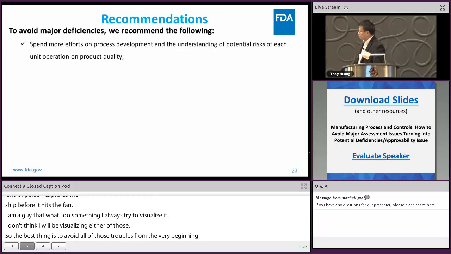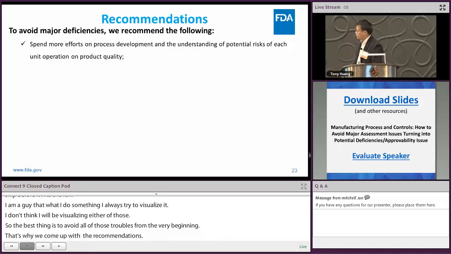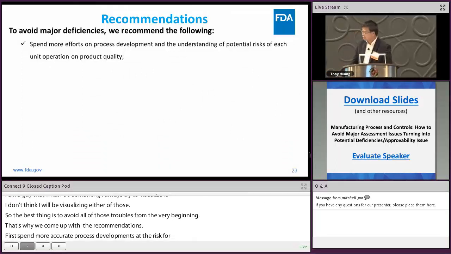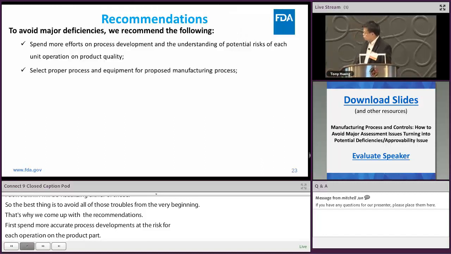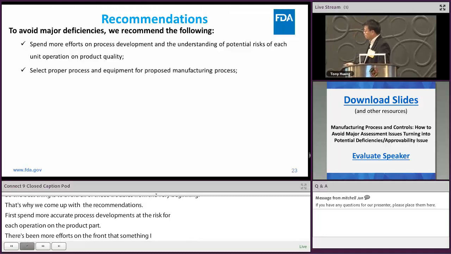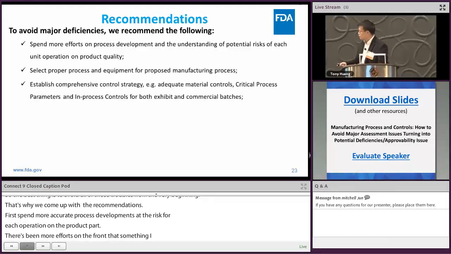First, spend more effort on process development and understanding of the risks for each operation on the product quality. Spend more effort in the front. That's something I found during our reviews and during our inspections. We found this is very common, especially for applicants. Select proper process and equipment for your process.